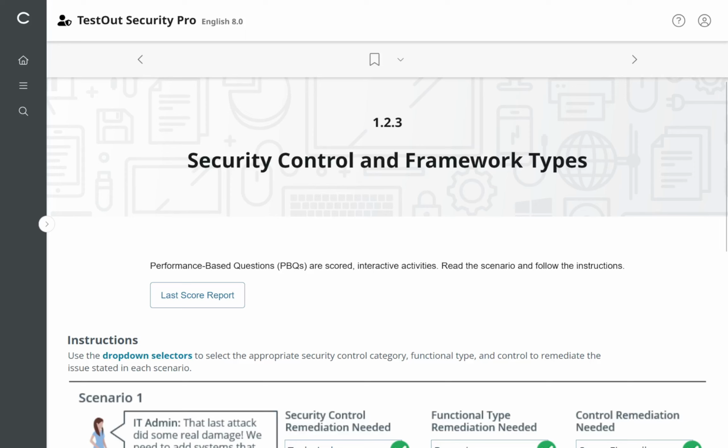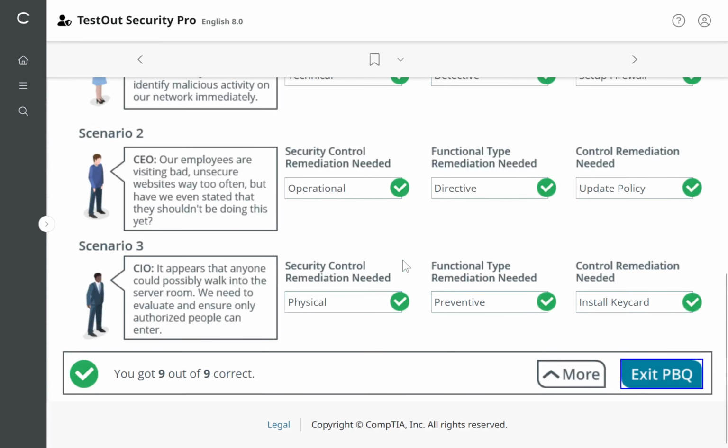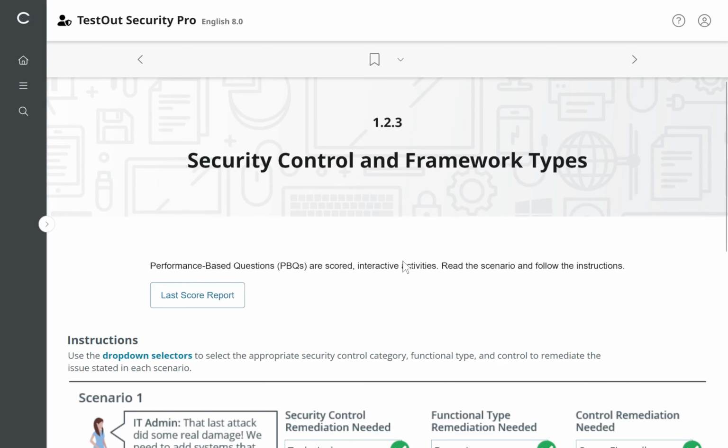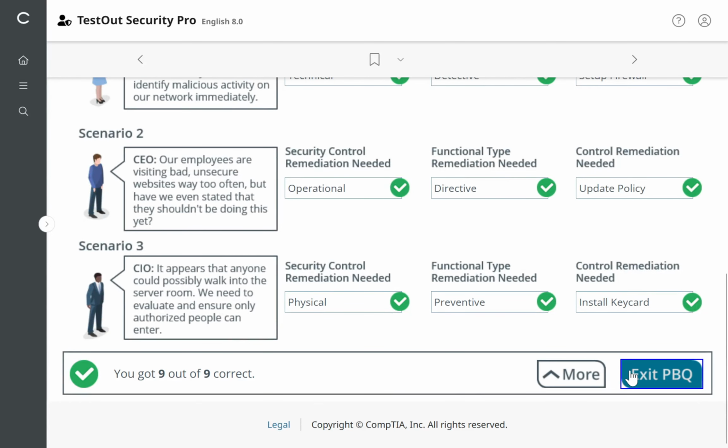So this is it with our first performance-based question in the CompTIA Security Plus certification. So let's see you on the other side when we look at more performance-based questions.